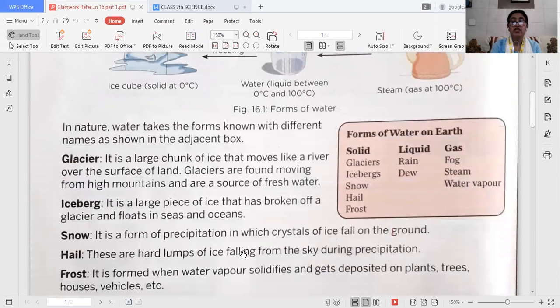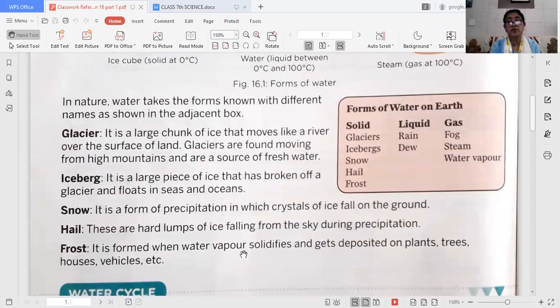Now we all know in nature water takes forms known by different names. Like if we go, glaciers are there, icebergs, snow, hail, and frost. So these are the forms of water which are present on the earth.